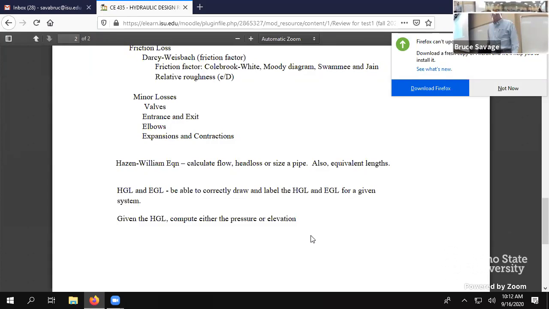So that's what I would like you to know for the exam. It's not much, right? Maybe a little bit, but you've seen most of this in fluids, and so it's your opportunity to do well.